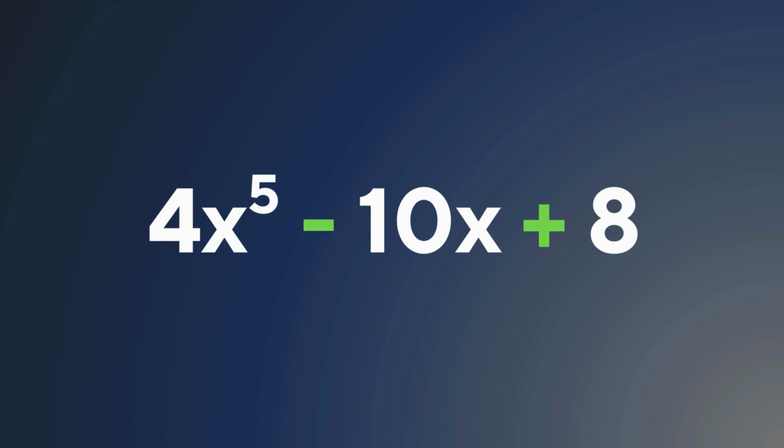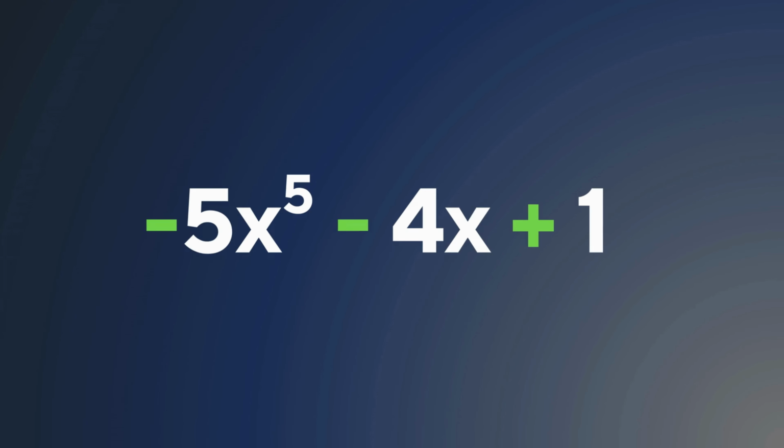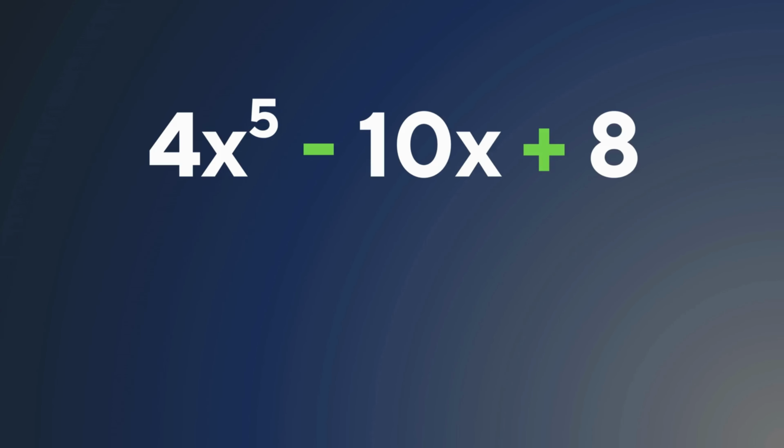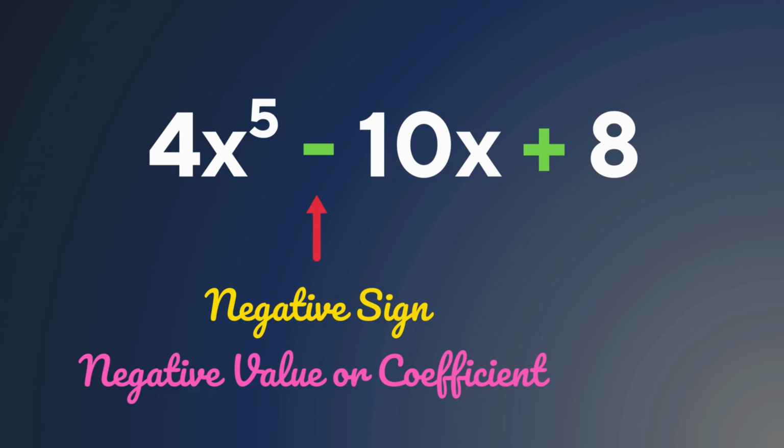One important point when rearranging polynomials is that we need to pay attention to the signs in front of terms. For example, if you have minus 5x squared, the minus sign is part of the coefficient. So when you rearrange the terms, don't forget to bring that negative sign along with the term. Normally, when we see a minus sign, we think of subtraction. But when it comes to polynomials, it's best to think of a minus sign as a negative sign, or in other words, it means the term right after the sign has a negative value or a negative coefficient.